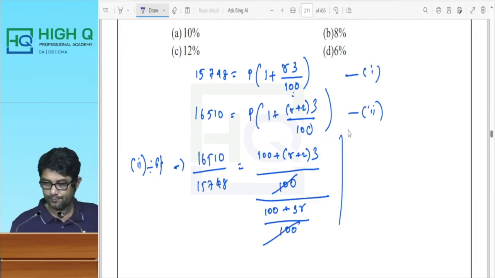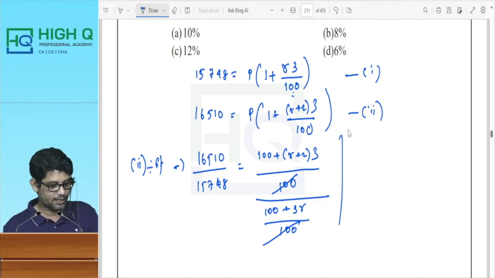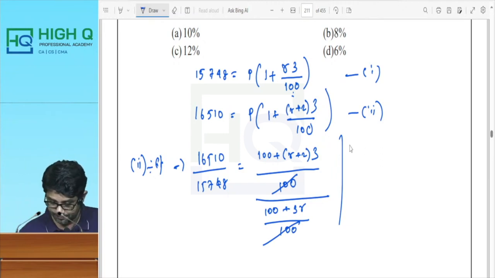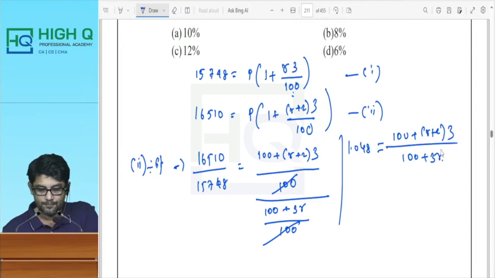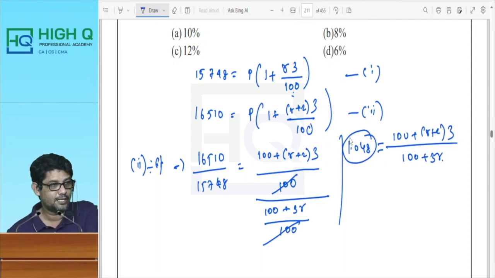16510 divided by 15748, which is 1.048. Otherwise, keep it as it is. Now you can try the trial and error method at least hereafter. 100 plus R plus 2 into 3 divided by 100 plus 3R. On the left hand side, substitute R as 10, R as 8, and if you are getting 1.048, that is your answer.